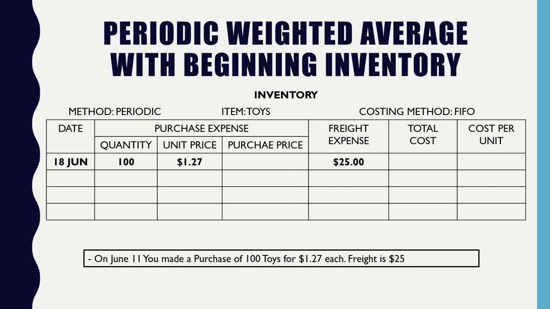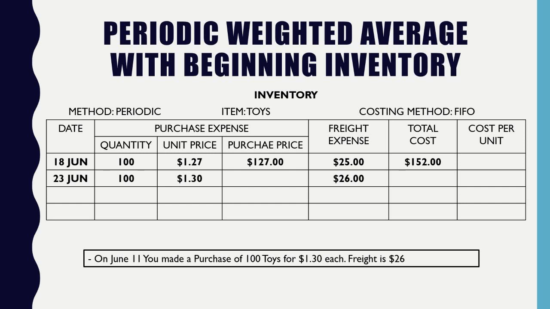So that's going to be 127. And then you're going to plug in your 25, right? To get your whole total of 152. Now, in this case, it's optional to calculate your cost per item, but in this case, we have beginning inventory. So at the end of the day, you're going to combine them. So is it optional to calculate your cost per item? Yes. Do you have to do it? No. Okay.